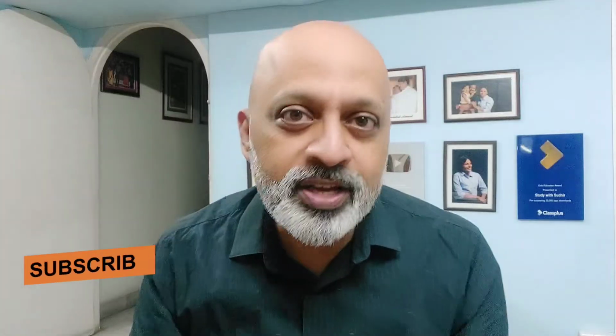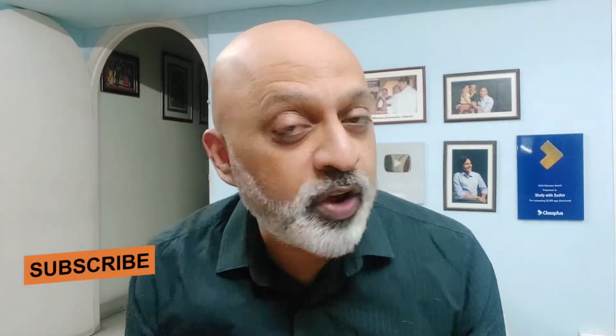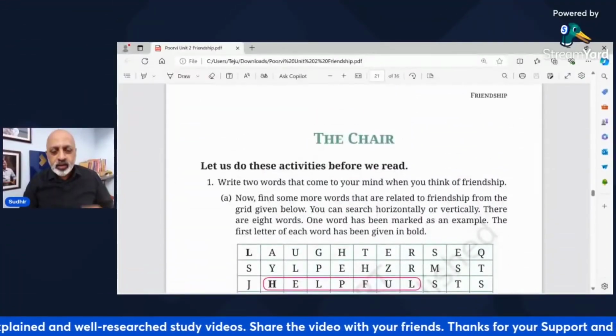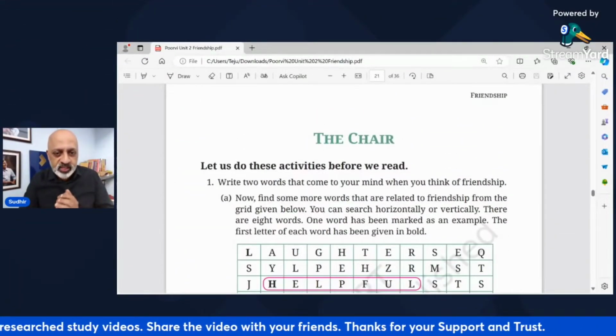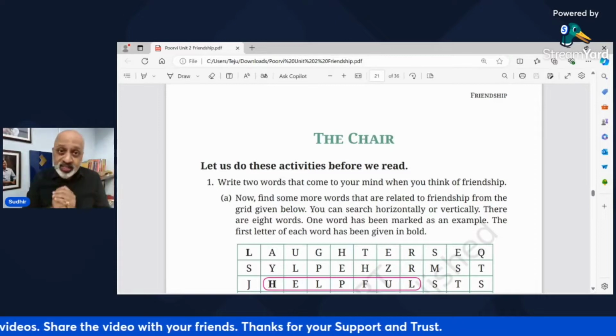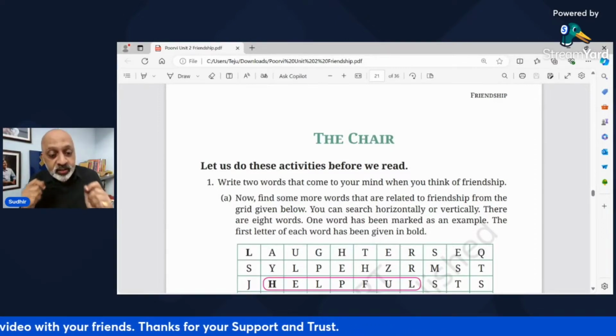Now, that's what is the mystery about, and that's what we are going to talk about. So, a very interesting story. बहुत मजा आएगा. We will solve all the questions and answers as we go along. So, let's get started. So you can see the PDF on the screen, the chair. Let's do these activities before we start reading the story.